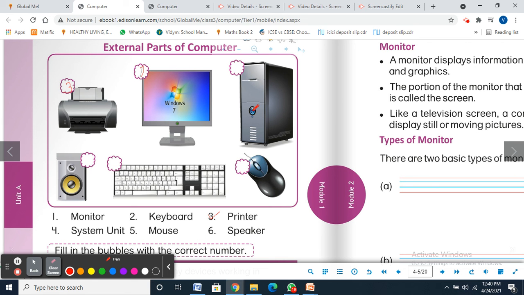Then we have this. What is this? This is a CPU or a system unit. You will take this system unit and write 4 here. This is a speaker, so you will write 6 here. This is a keyboard, you will write 2 here. And this is a mouse, that is 5. In this particular manner, you're going to fill all the blanks.